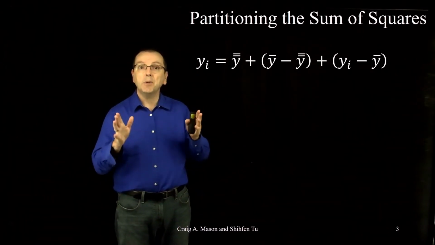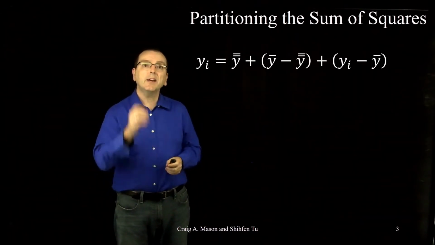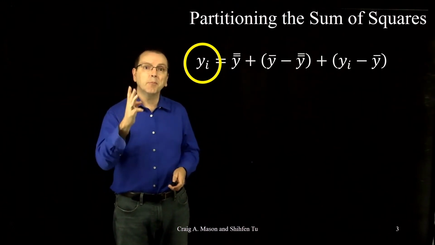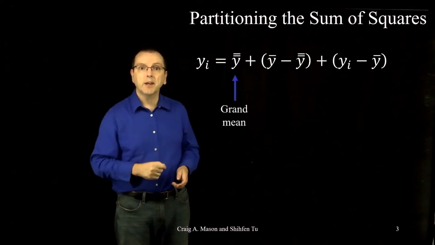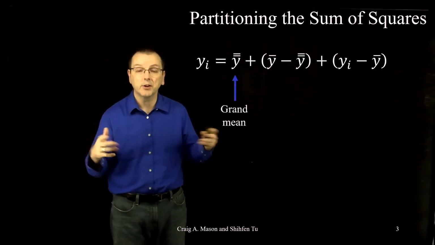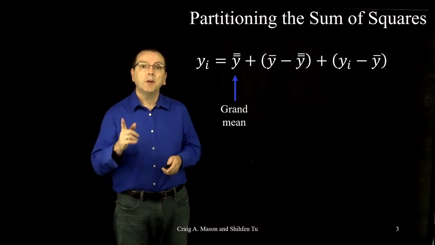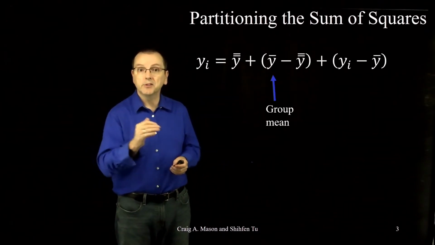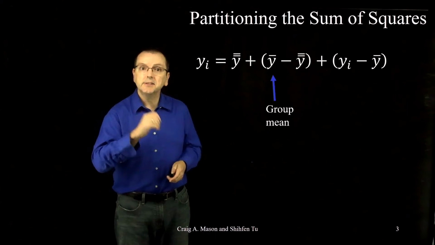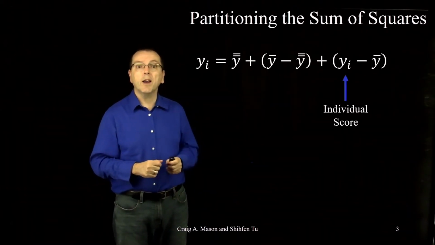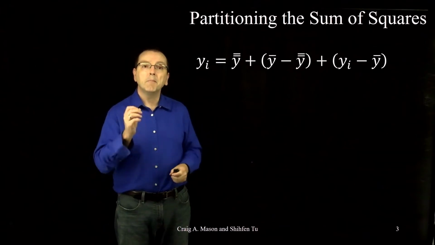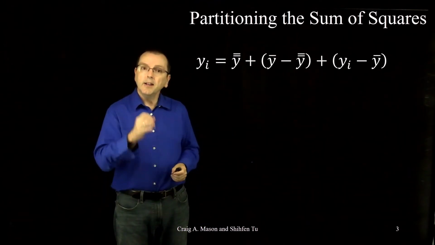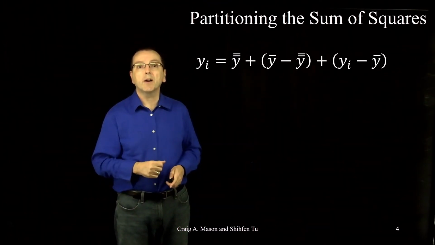We saw that when our sample consists of multiple groups, we can think of each person's score, their y sub i, as reflecting three different components. The grand mean across all of the people in all of the groups, y double bar, plus the difference between their group mean and the grand mean, y bar minus y double bar, plus the difference between their individual score and their group mean, y sub i minus y bar. All right? Now, using this equation, let's come up with a formula for the sum of squares.